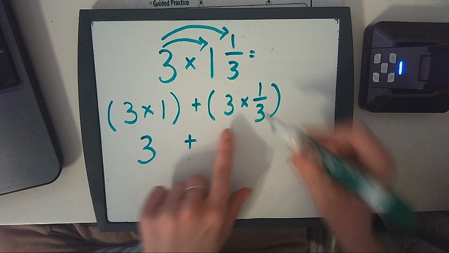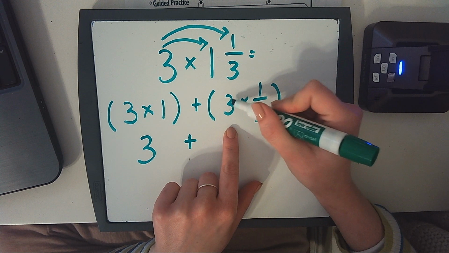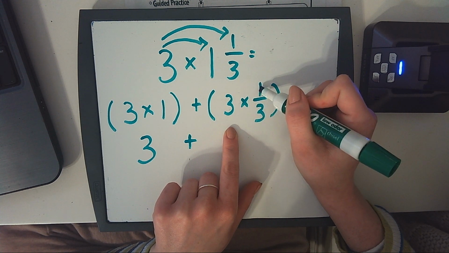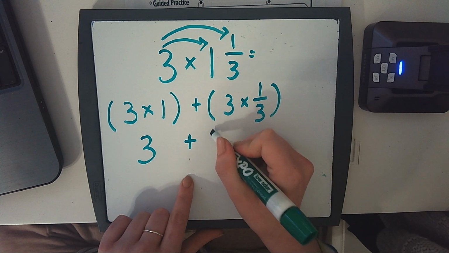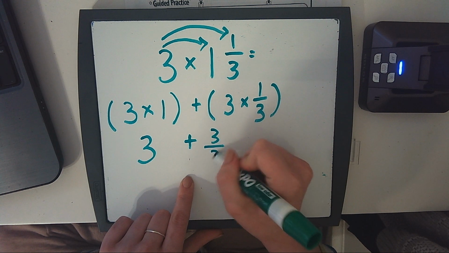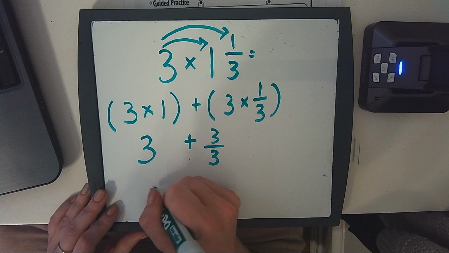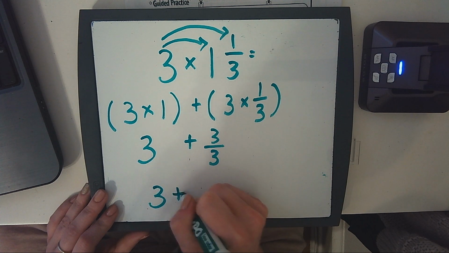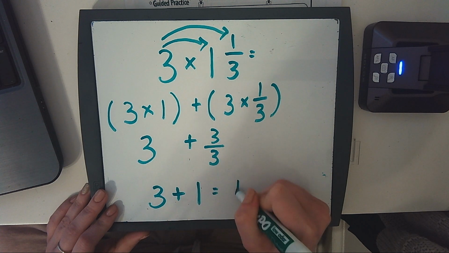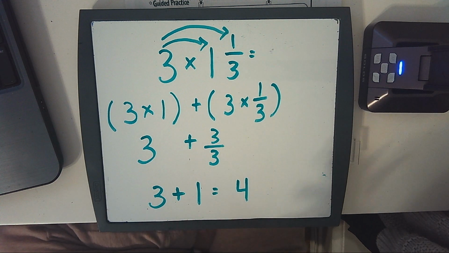3 times 1 is 3 plus 3 times 1/3, whole number times the numerator. So 3 times 1 is 3 over 3. That's easy. That's equal to 1, right? So we'll end up with 3 plus 1, which equals 4.